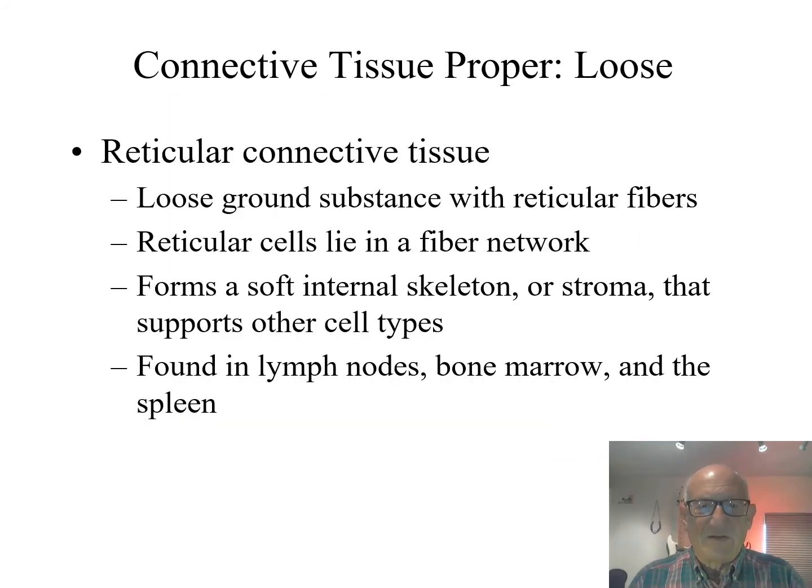Next kind of connective tissue is reticular connective tissue. It has a loose ground substance with reticular fibers. Reticular cells lie in a fiber network. It forms a soft internal skeleton or stroma that supports other cell types. It's found in lymph nodes, bone marrow, and the spleen. It sort of acts as a filtration system.